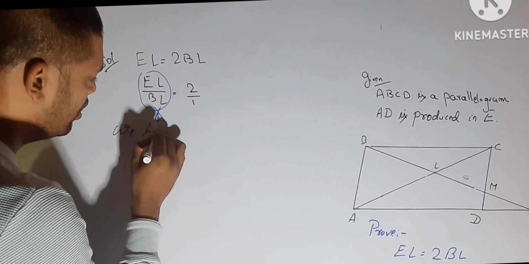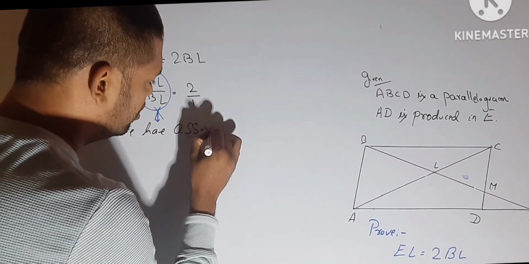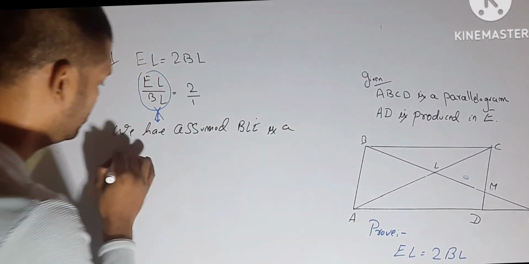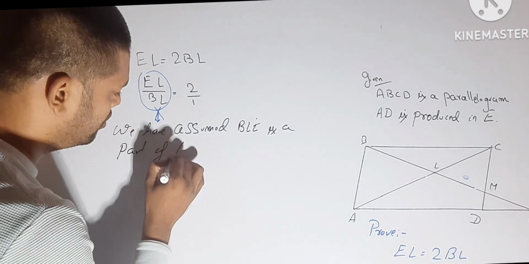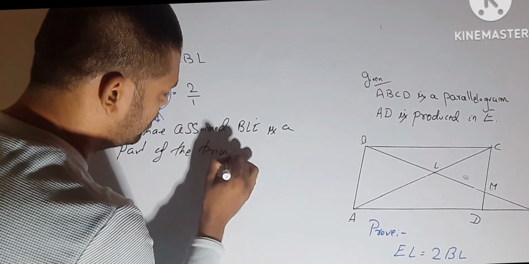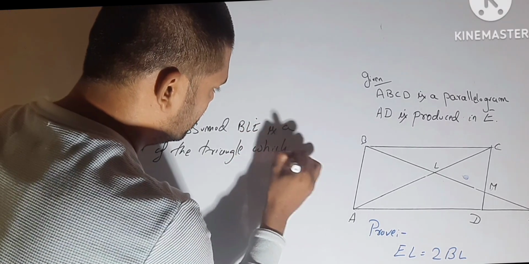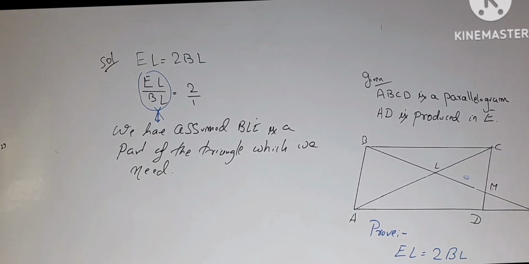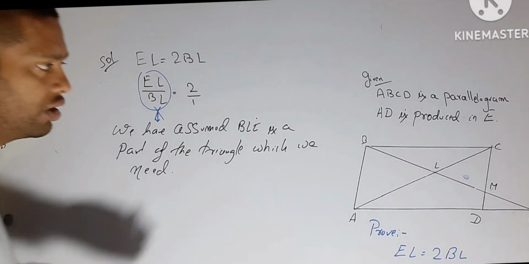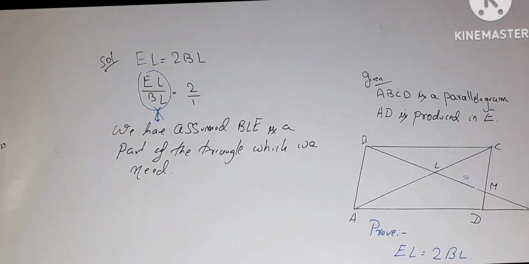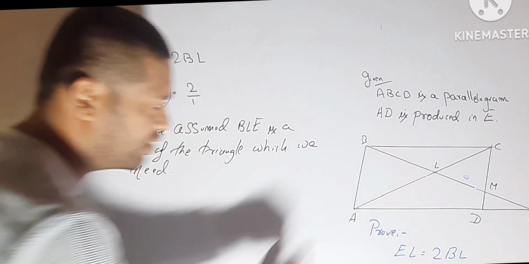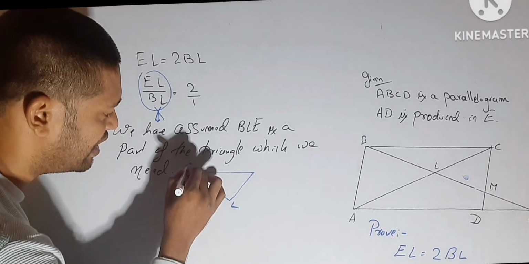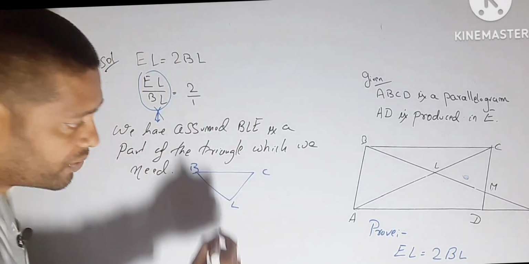We have assumed BLE is a part of the triangle which we need. This one no need to write; for your understanding I'm writing. We have assumed by using this line, but we need a triangle, we don't need a line. So according to what we have assumed, this is one triangle. Let us extract this one and see whether anything is possible by using that, because after extraction the solving process becomes easy.